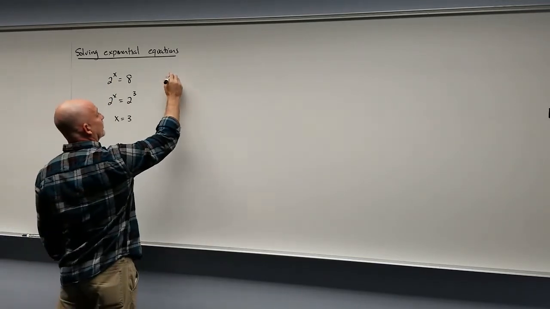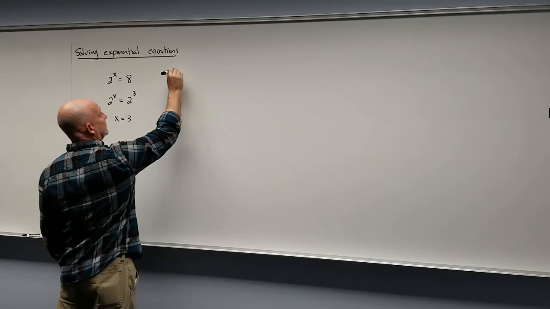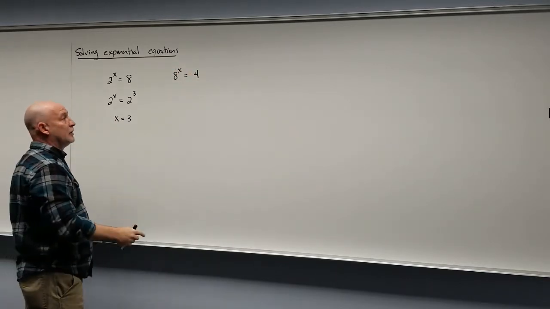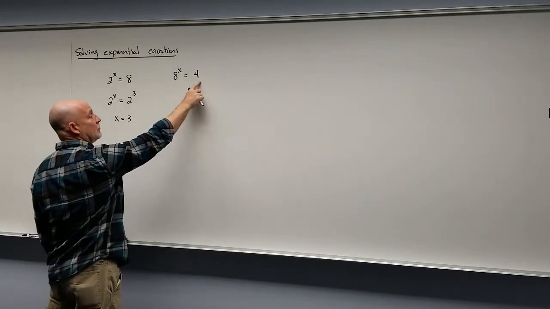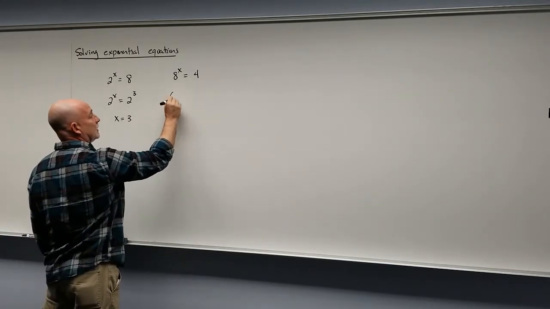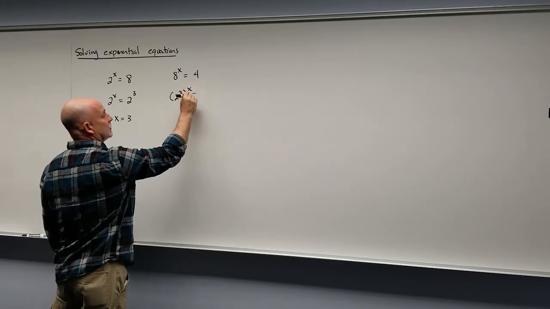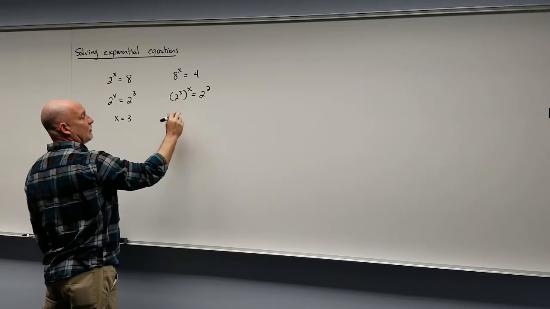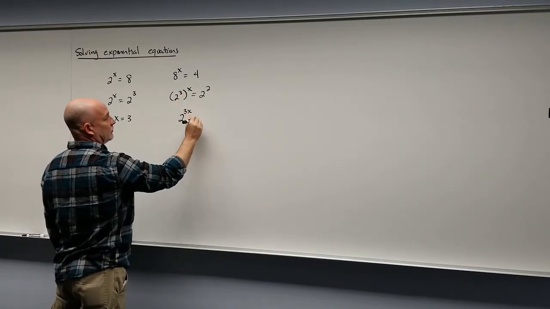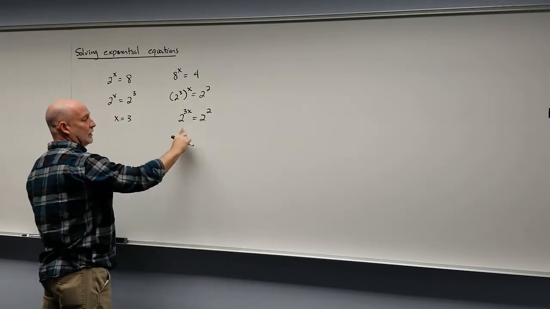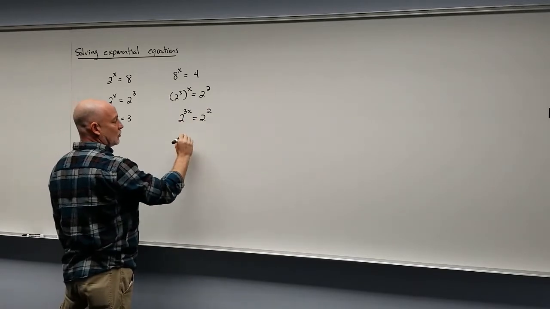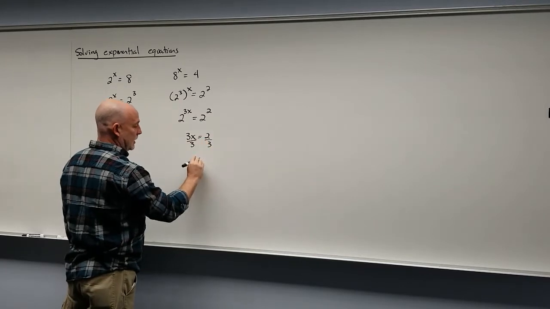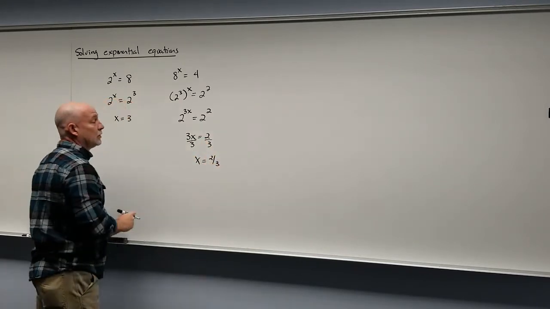Now, another one that might work something like this, what if I said 8 to the x is equal to 4? The same idea, but a little bit different. Can we write both of these numbers using the same base? And we can. 8 is 2 to the third, and 4 is 2 squared. Now notice on this side we have a power raised to a power, so we have to multiply that. Now that we have the same base, we can equate the exponents. So we have 3x is equal to 2, so x has to be 2/3.